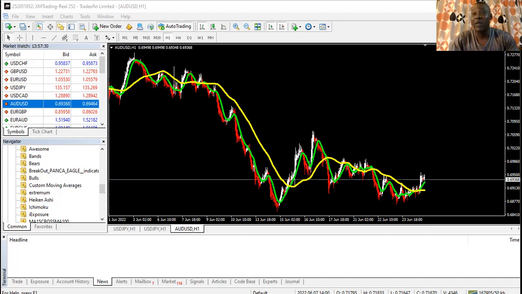Because as a forex trader, everything I use is always in alignment with the moving average. So what I'm going to show you, first of all, is going to blow your mind. Let me share another screen with you.